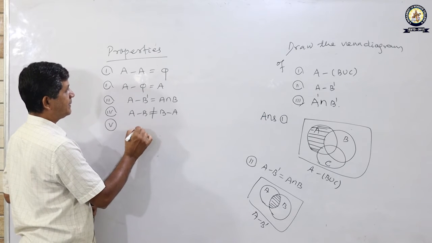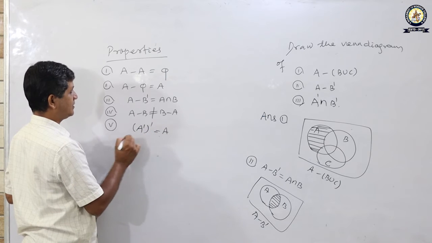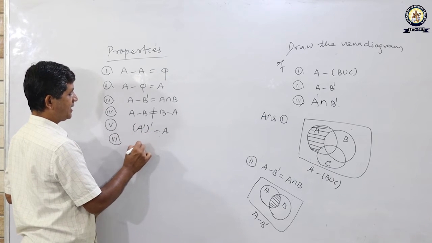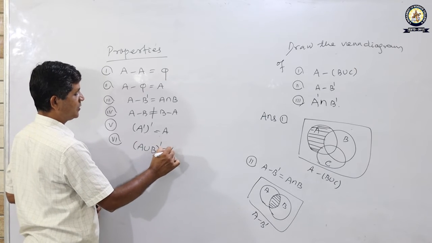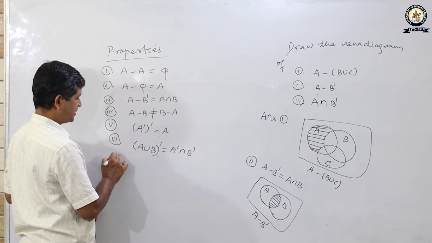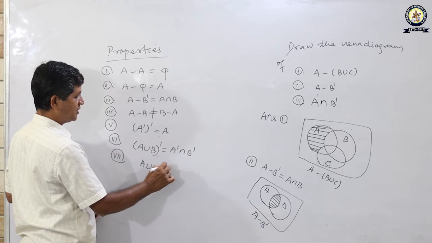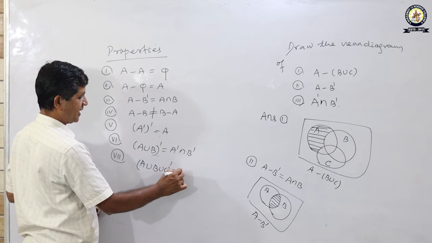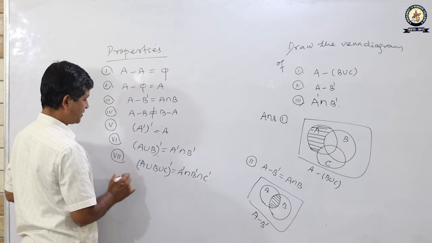Next bit is phi dash is equal to U, and A dash of dash is equal to A. Sixth bit: A union B whole dash is equal to A dash intersection B dash. Seventh bit: A union B union C whole dash is A dash intersection B dash intersection C dash.